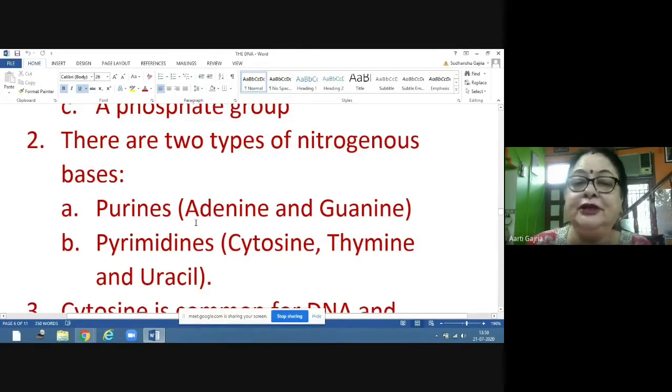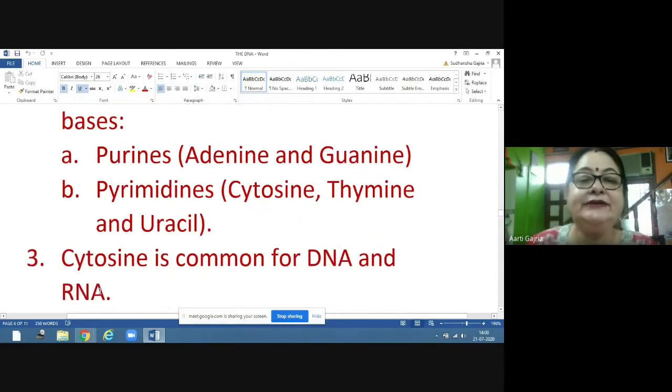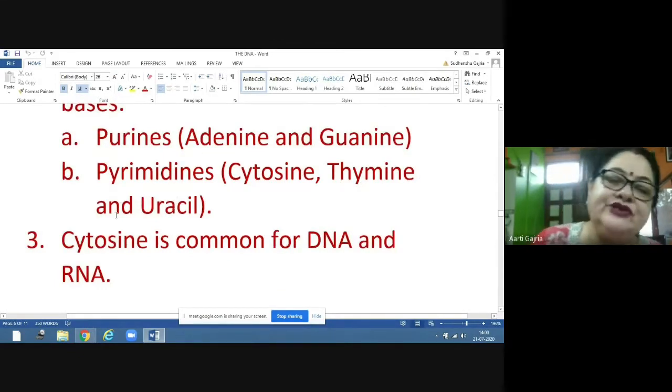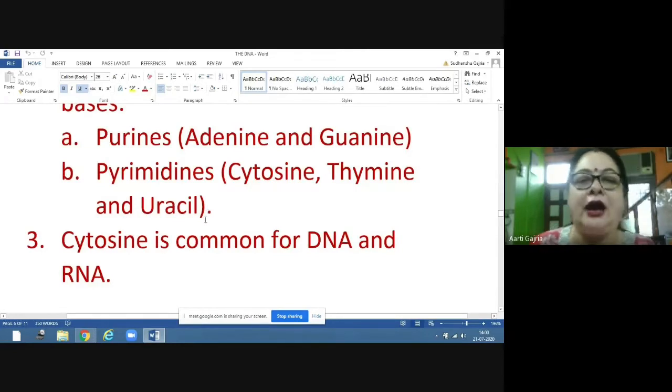Purines are two nitrogenous bases, adenine and guanine. So you can remember that purines are A and G, adenine and guanine. These two are purines. And pyrimidines are cytosine, thymine, and uracil. So these are three, but cytosine is common for DNA and RNA. Thymine is present in DNA, whereas uracil is present in RNA.